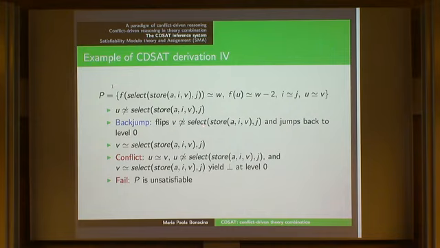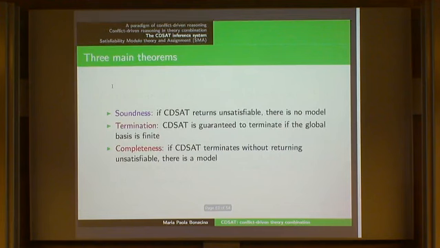Now it becomes positive. But now we have a conflict at level 0, because we have U equal V, U different from select that we had learned back then, and V equal to select store that we just learned. These are incompatible simply by the theory of equality, because U is equal to V, and this same term is equal to V and is different from U. And so the fail rule returns that P is unsatisfiable.